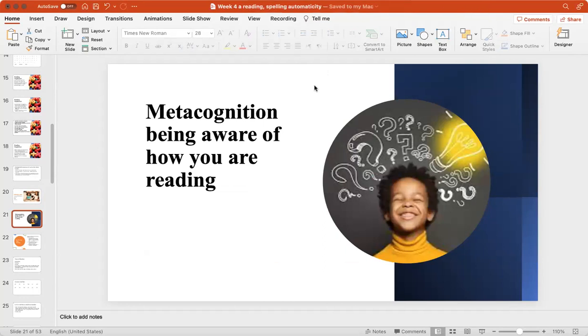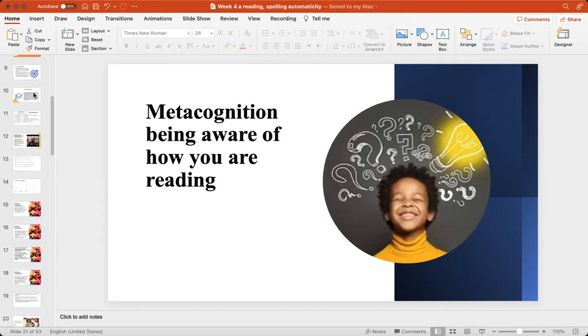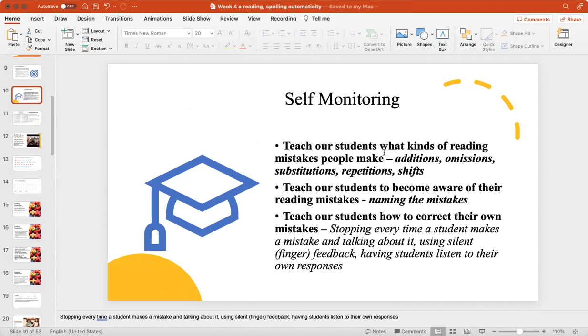So one of the things that I wanted to do is to practice this idea of being aware of how you are reading. And one way, we spoke about it earlier here, is to teach our students the kinds of mistakes that can be made. Adding a sound or leaving out a sound, or substituting a sound, like Meg and she's barking and she shouldn't be, or shifting a sound or repeating it. And so we want to name those.